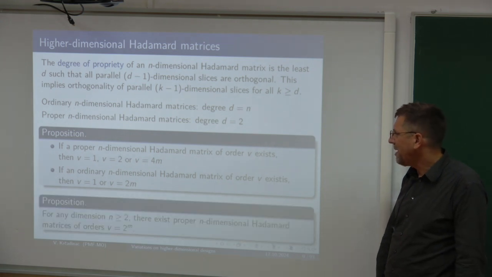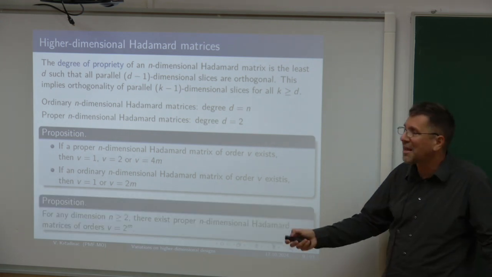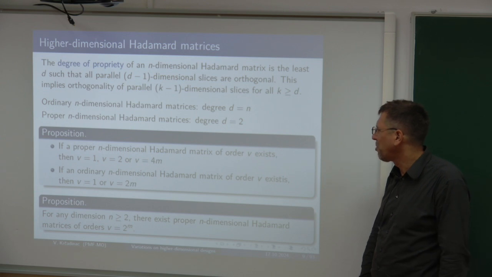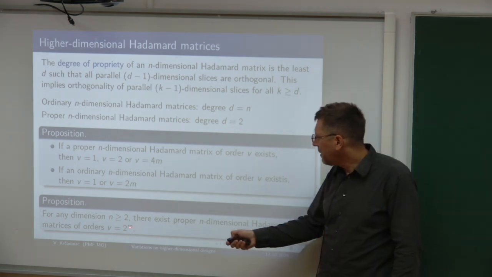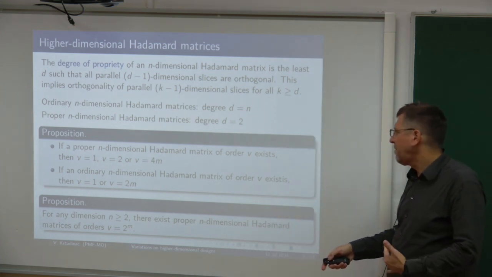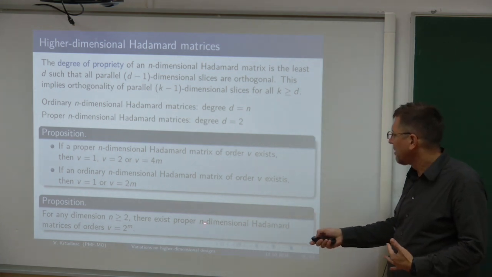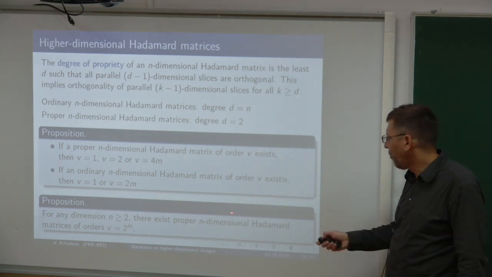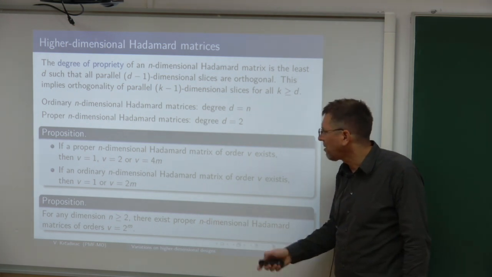Another thing Schlichter had is a construction. It's basically the same as Sylvester's Kronecker product construction. Whenever the order is a power of 2, then there exist these stronger proper n-dimensional Hadamard matrices for all dimensions. So this is what Schlichter already knew.